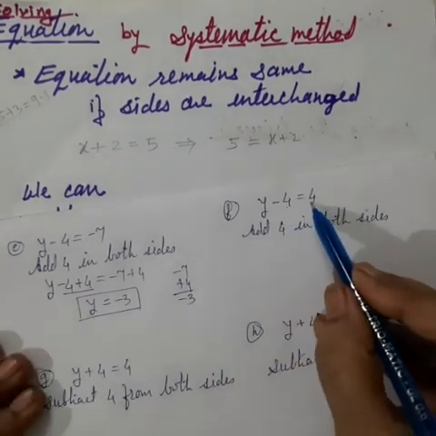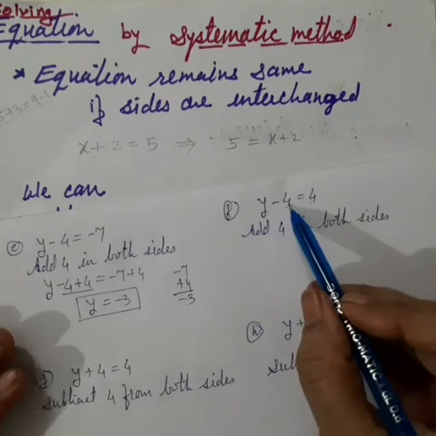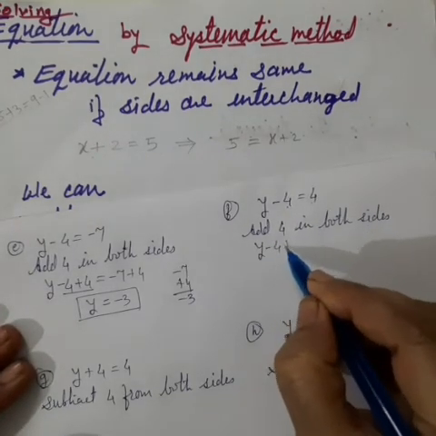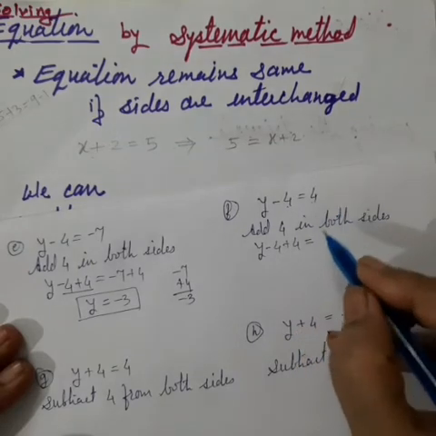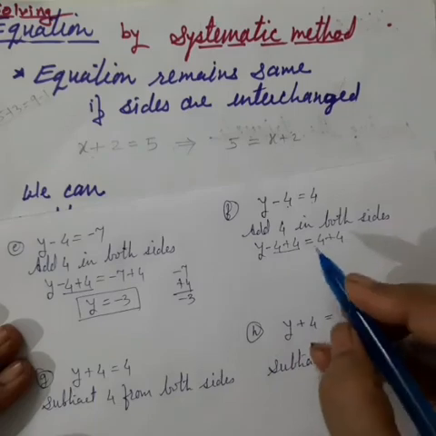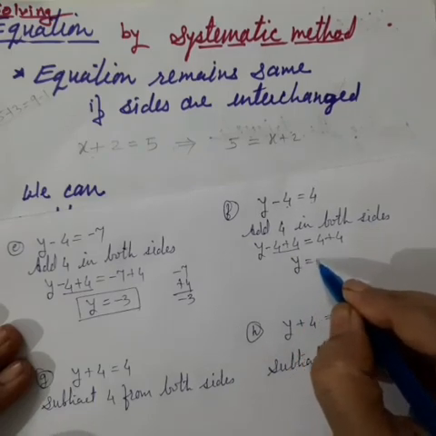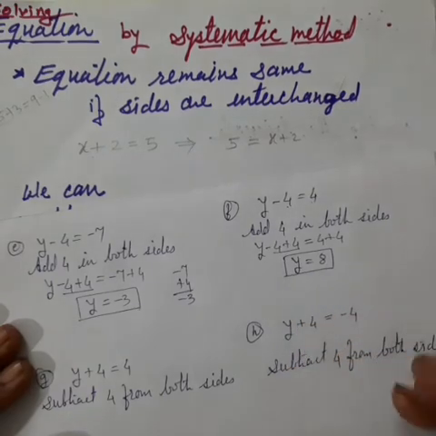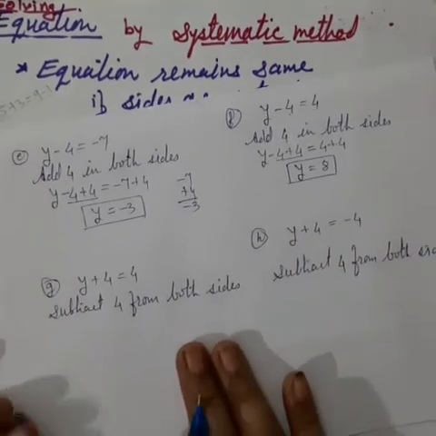y minus 4 equal to 4. Now minus 4 we don't want, so we have to add 4. y minus 4 plus 4. Right hand side is 4, add 4. So this will again be 0 and y equal to 4 plus 4, 8. y equal to 8 is our solution.